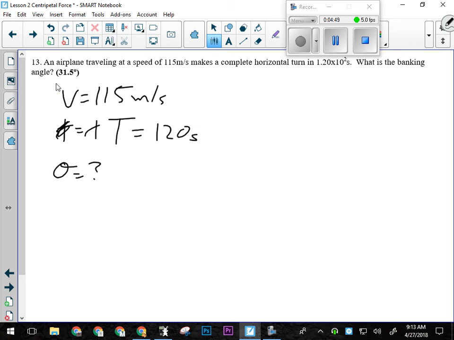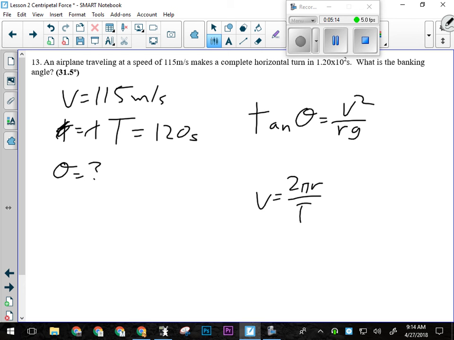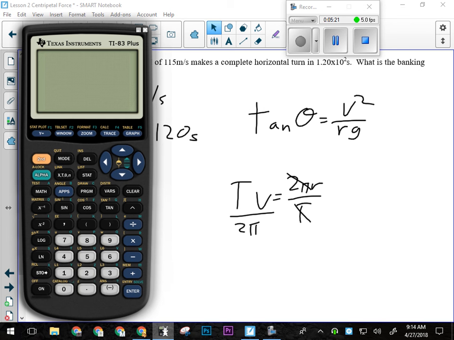So our bank curve formula is that the tan of theta equals v squared over r times g. But what I don't have is r. Because I have V and T, I could find it. I'm going to plug into this formula, V equals 2 pi r over T, in order to get R. So I'm going to multiply both sides by T and then divide both sides by 2 pi, and that'll give me R, so then I can have that to use in my formula.